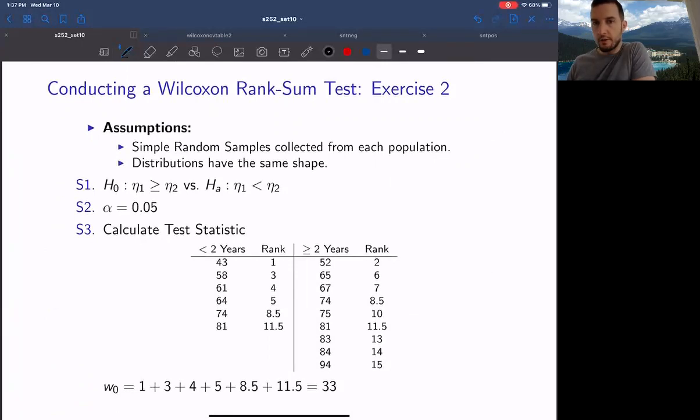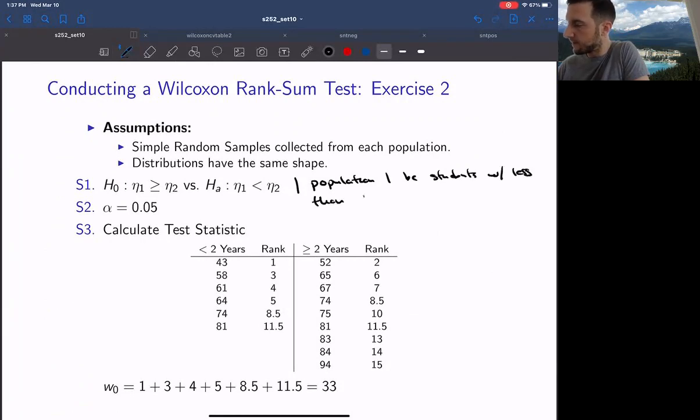Okay, so let's assume that our assumptions are intact. In this particular example, what we're doing here is letting population 1 be students with less than 2 years. Okay, so we have the lower tail test. We want to test that the students that had less than 2 years had a lower median score than the students that had 2 or more years of high school algebra. So it follows that population 1 has been declared to be the students that had less than 2 years. We're testing at the 5% significance level.